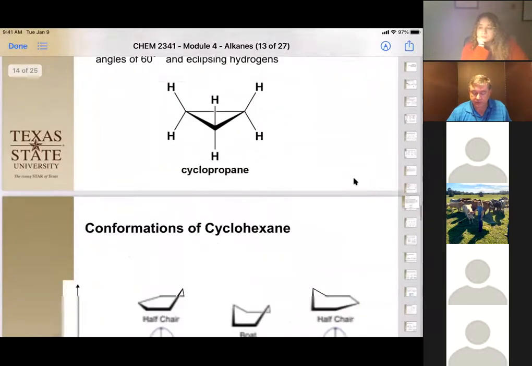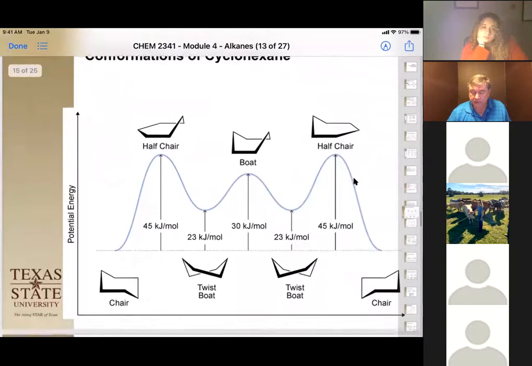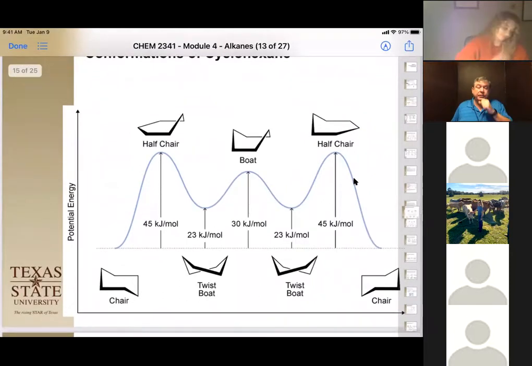So let's look at cyclohexane and what different configurations it can have. So we have 2 configurations that are the primary ones, the chair and the boat.